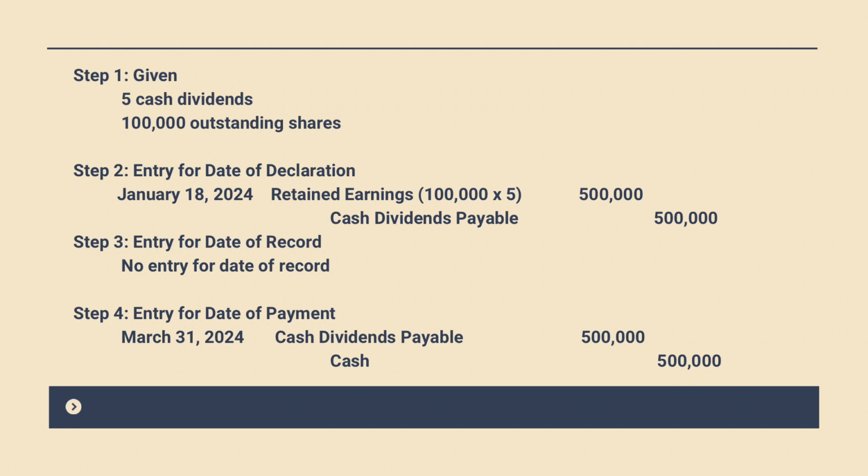Step 3, entry for date of record. There is no entry for date of record because it only indicates the cut-off date of shareholders who will receive the dividends. Step 4, entry for date of payment. According to the problem, the date of payment is March 31, 2024. Our debit here is cash dividends payable, 500,000, and credit is cash, also 500,000.